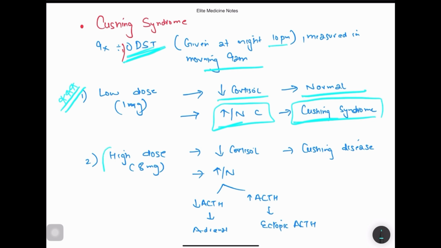So we will start by giving high dose dexamethasone, that is usually 8 mg. Please remember the dose, here it is 1 mg and here it is 8 mg. So we'll start by high dose dexamethasone. If the high dose dexamethasone will inhibit the cortisol production, it is a Cushing disease. So the cause is in the pituitary.